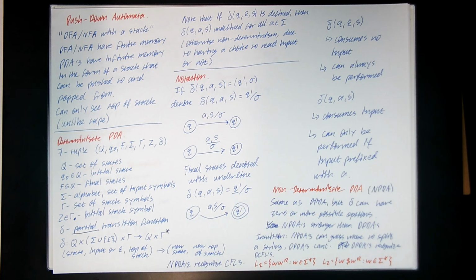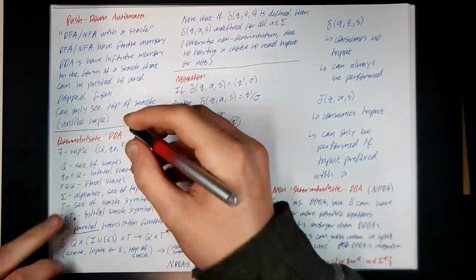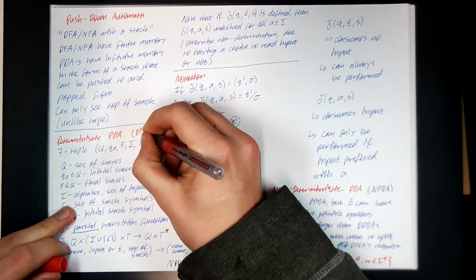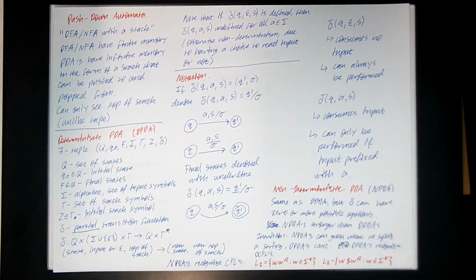Briefly, a non-deterministic pushdown automata, NPDA, is the same as a deterministic pushdown automata, which would be denoted DPDA, except that the partial transition function delta can have 0 or more options, so you have the ability to branch. Now, we found that NFAs and DFAs were equivalent in power. You can always turn an NFA into a DFA and vice versa.